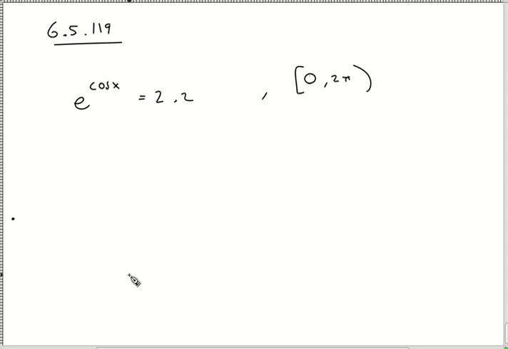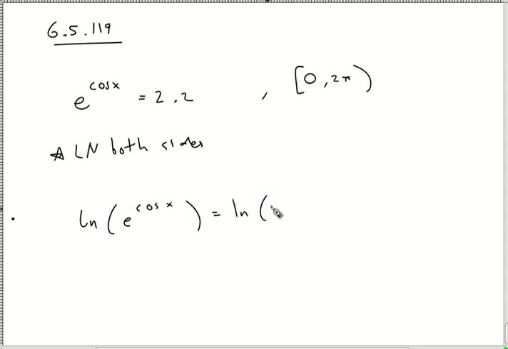I need to solve for x. How do I get rid of that e? What do I do? What do I do to both sides? You what? Did I hear that? ln both sides. Yup. So you ln e to the cosine of x is equal to ln of the 2.2. Sweet. And these guys cancel.